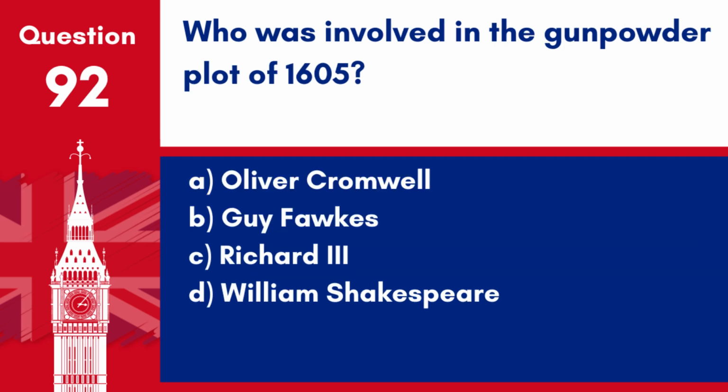Question 92. Who was involved in the Gunpowder Plot of 1605? A. Oliver Cromwell. B. Guy Fawkes. C. Richard III. D. William Shakespeare.